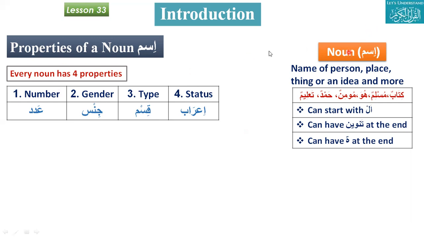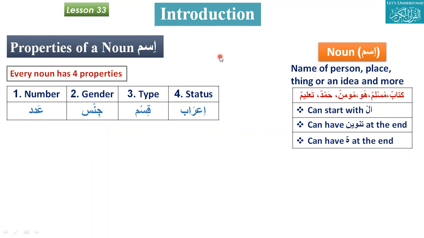So we are discussing ism and we are going to start the properties of ism. There are four properties of ism: number, gender, type, status. In Arabic: adad, jins, qism, i'rab. And how will we recognize the noun? It starts with al, can have tanween at the end, and has ta marbuta at the end.